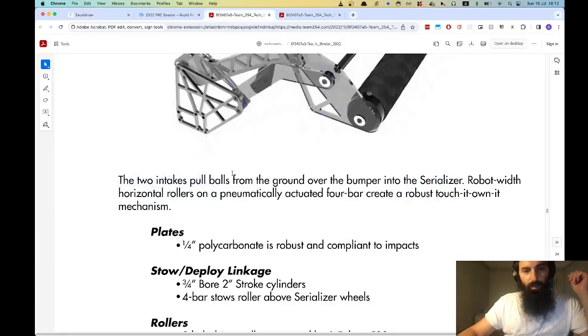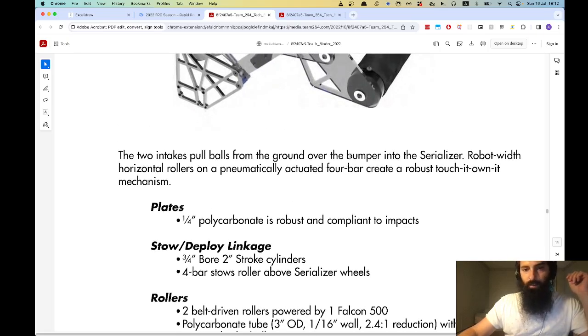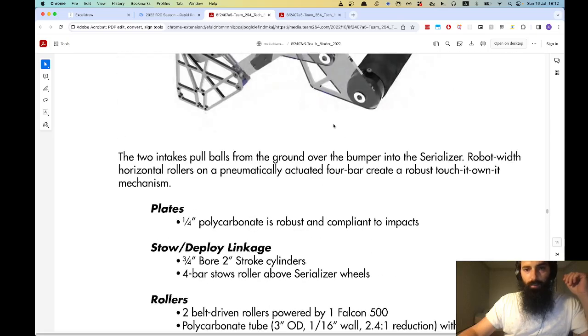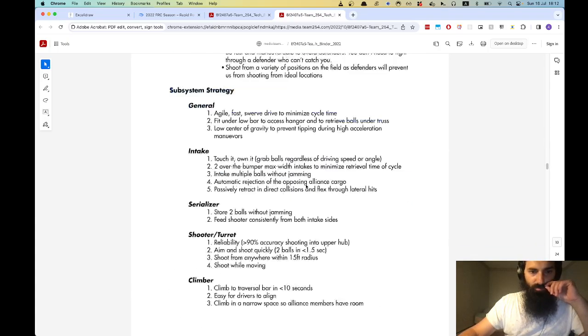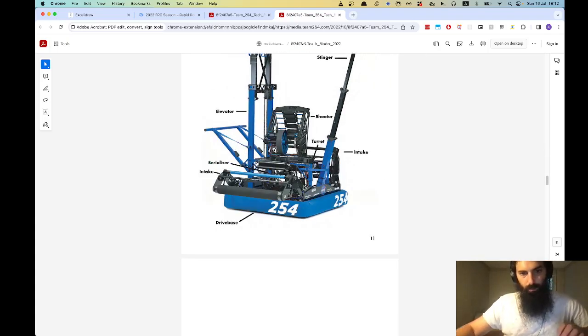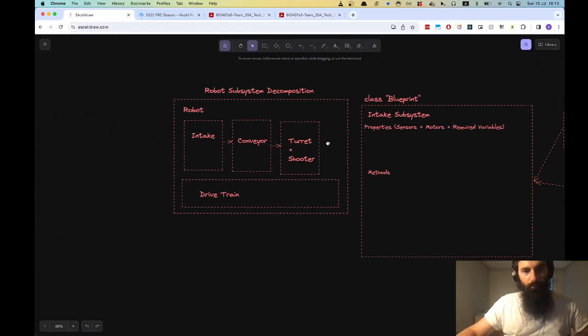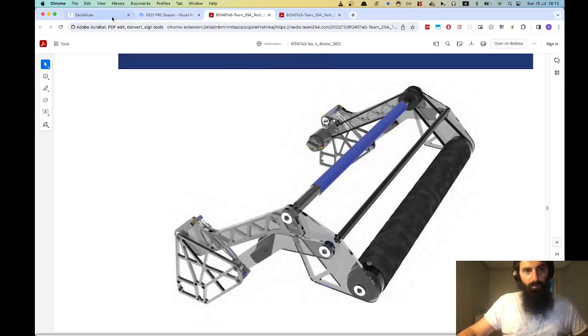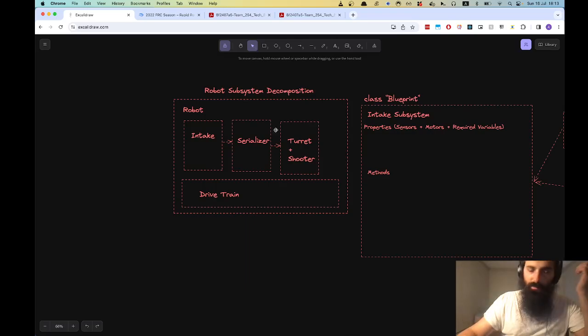So these are two intakes. They pull balls from the ground over the bumper and into the serializer. From here, let's go back to the subsystems. If we think of the subsystems as interfacing with each other, the intake is going to interact with, I guess, what do they call it, a serializer. Instead of a conveyor, they call it a serializer. Okay, so we start to see how the different subsystems work together. So let's continue.